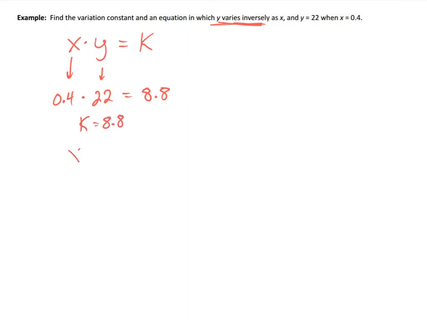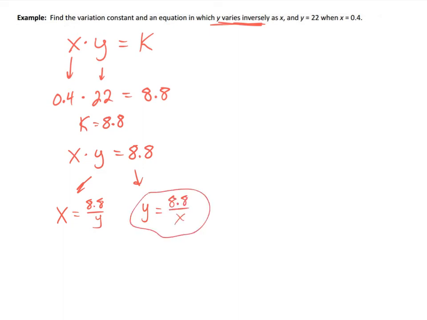I can write a formula then. I know the product of x times y for all other instances needs to equal 8.8. Depending on how I want to approach this problem, if I wanted to solve it for x or for y, rearranging this for x, I get 8.8 divided by y. And if I were to solve this for y, I get 8.8 divided by x. Either one of these would be appropriate. You don't have to do both.